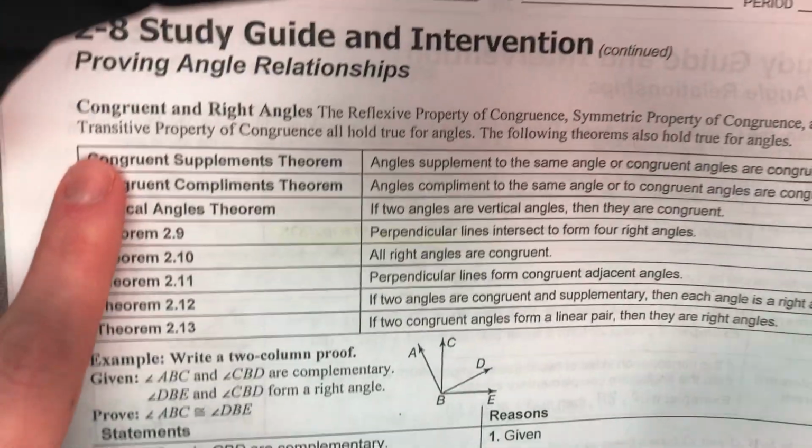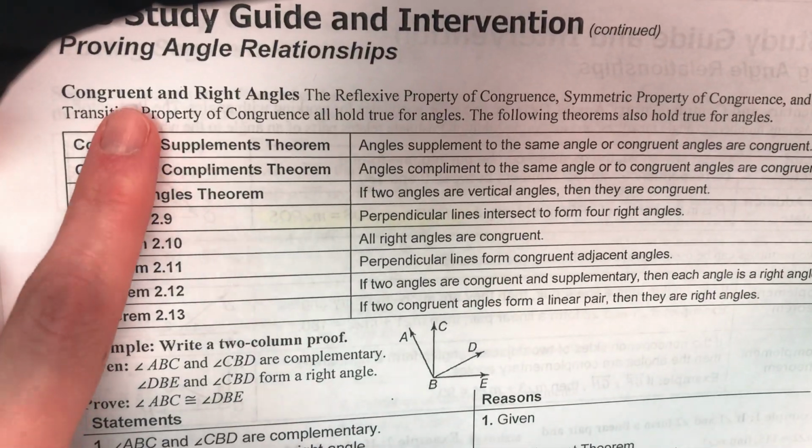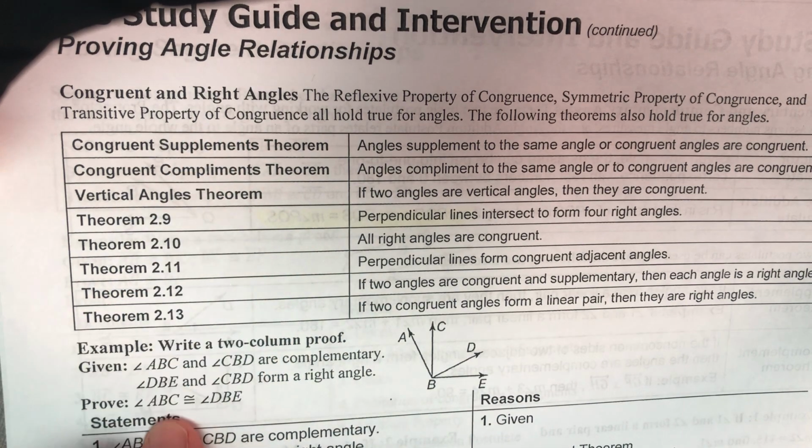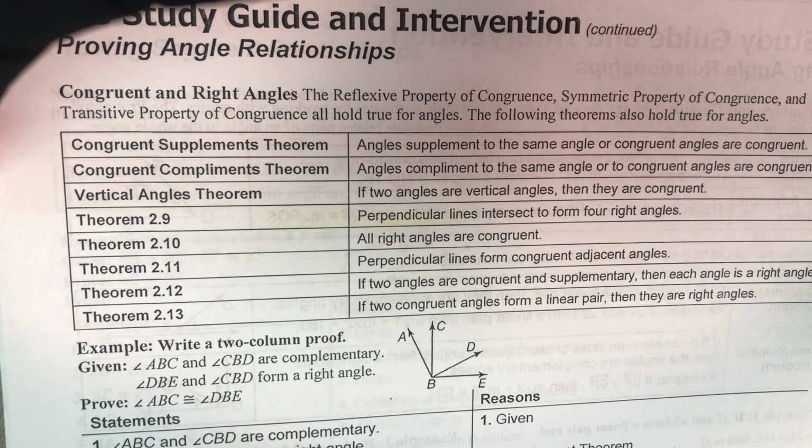Okay. Now we're going to talk about congruent and right angles, okay? There are several theorems here that we're going to take a look at, and then we will use to solve a couple, or just one more. We're just going to do one more proof.